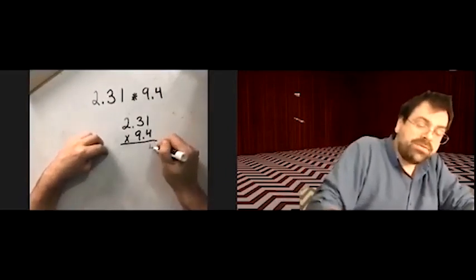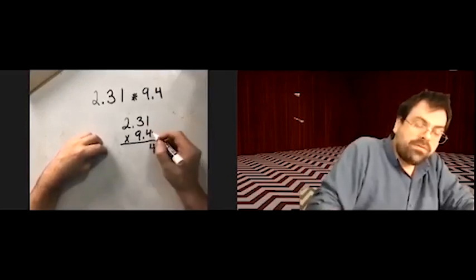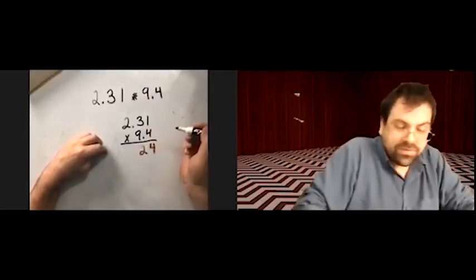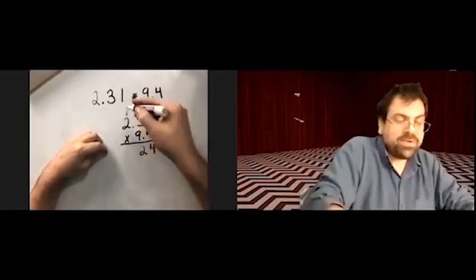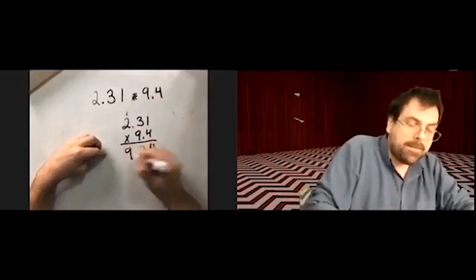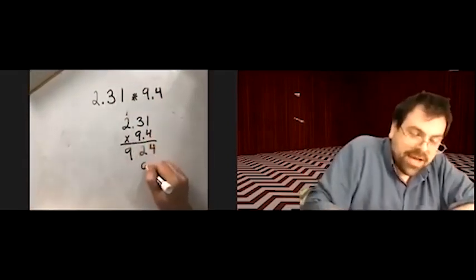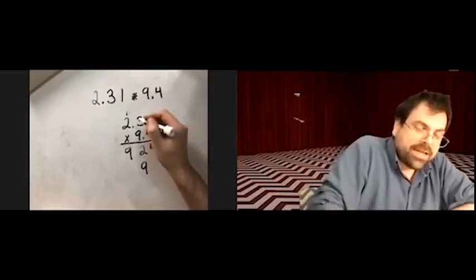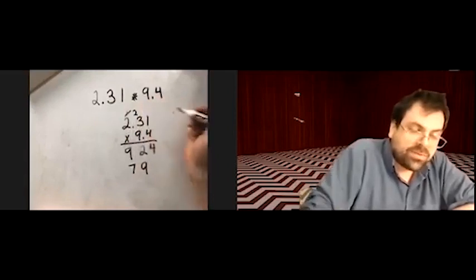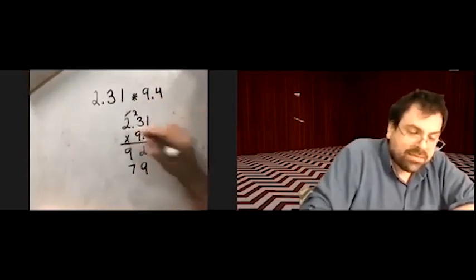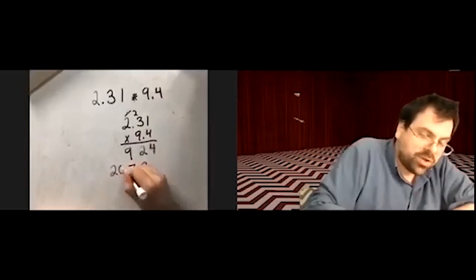4 times 1 is 4. 4 times 3 is 12. Carry the 1. 4 times 2 is 8, plus 1 is 9. Moving over to the 9. 9 times 1 is 9. 9 times 3 is 27. Put down the 3, carry the 2. 9 times 2 is 18, plus 2 is 20.